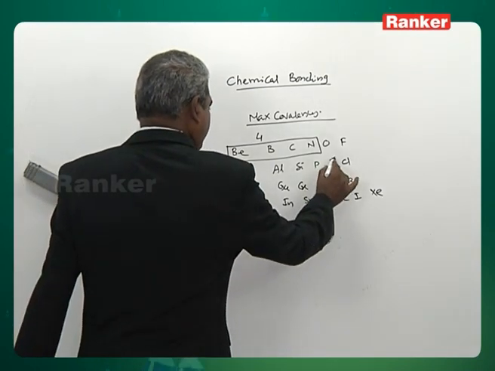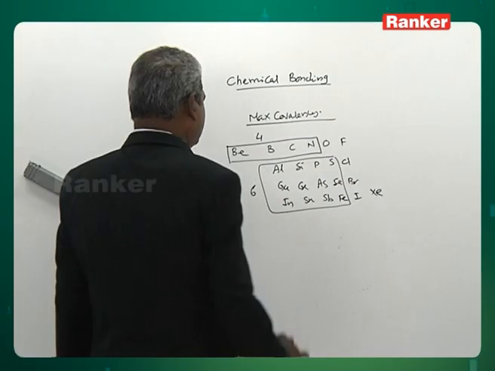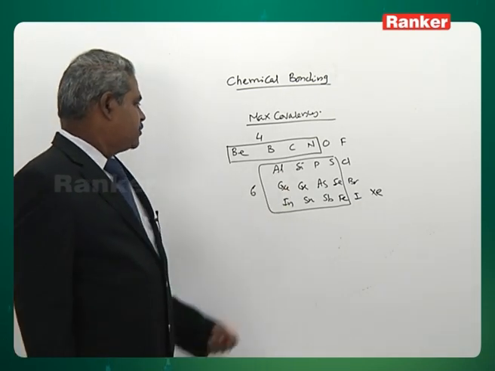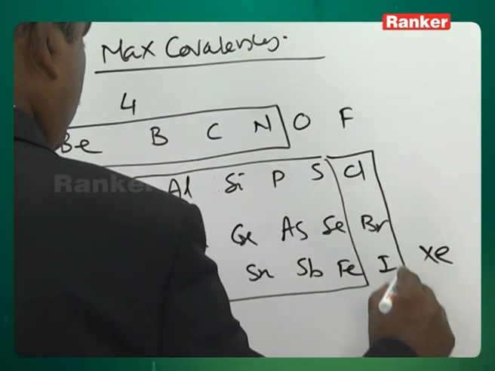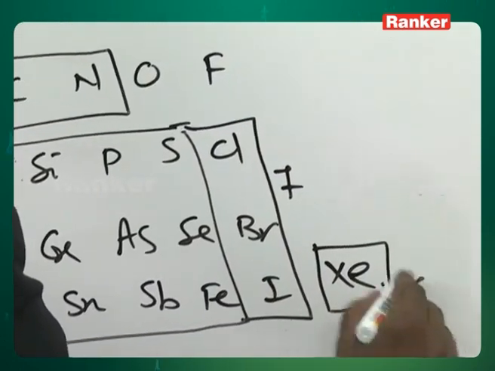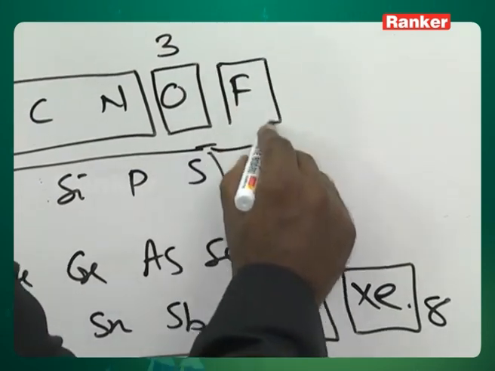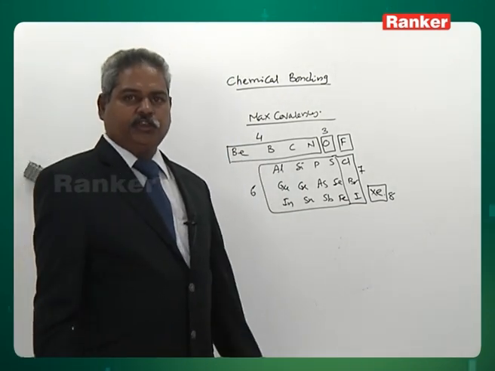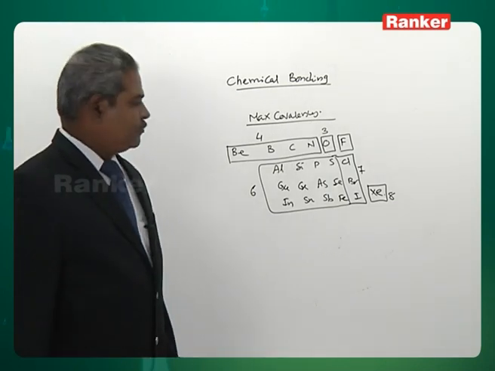And from aluminium to tellurium, a large chunk of them have a maximum covalency of 6. In fact, 4 into 3, 12 elements have a maximum covalency of 6. Chlorine, bromine, iodine, they have a maximum covalency of 7. Xenon, 8. Oxygen, 3. Fluorine, you can say 2 if you want. You can say maximum covalency of fluorine is 2. How? By sharing 1, by donating 1.